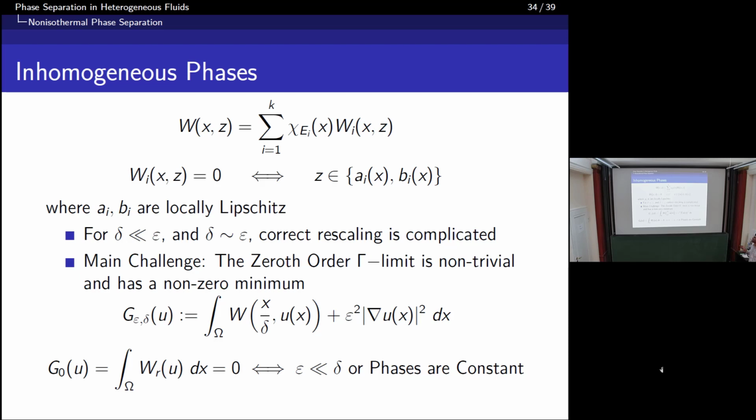I should also mention the assumptions that we have on W. Now we're taking our W to be the usual cube periodic, but within each cube we're allowing our wells to jump. So we have these chi_i, which are a piecewise affine partition of your cube, of just the usual, nicer W's.